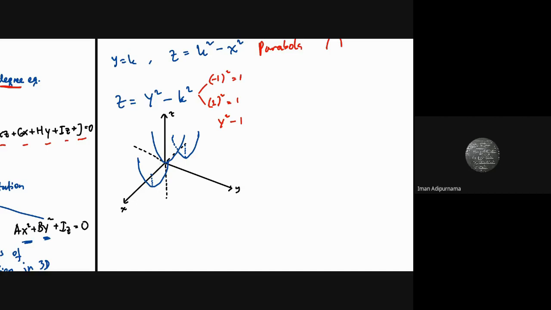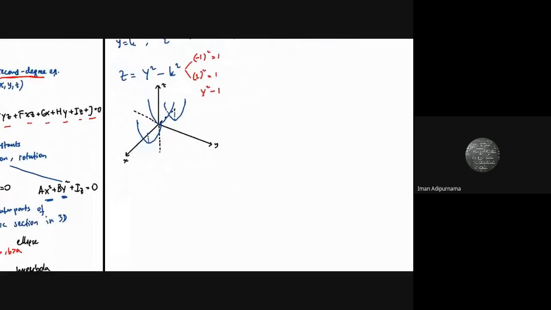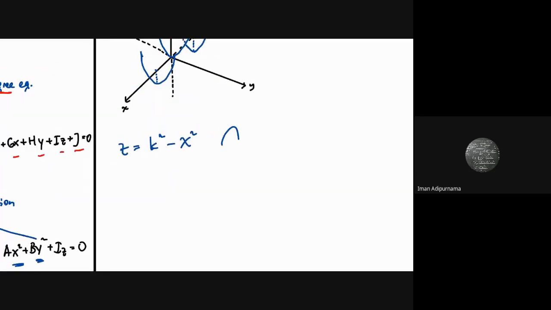That's the first illustration. The second illustration is z equals k squared minus x squared, which is this downside, or open to the opposite side of the first curve. So let's draw that.